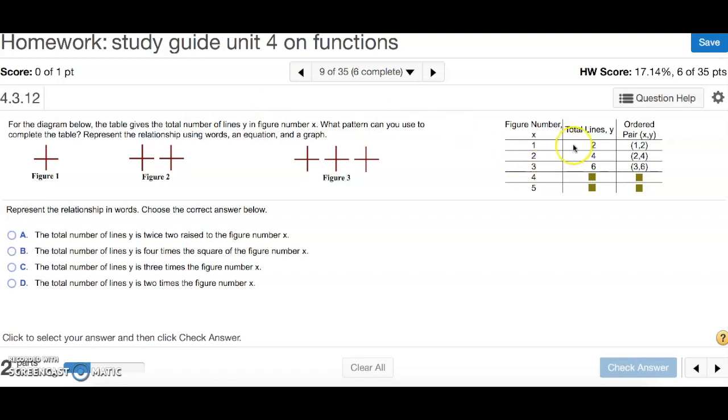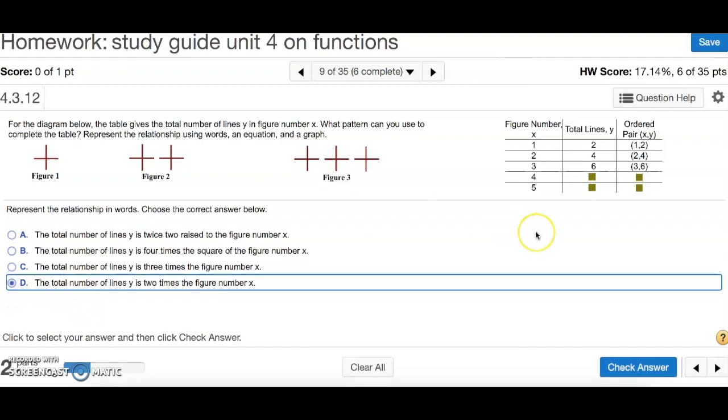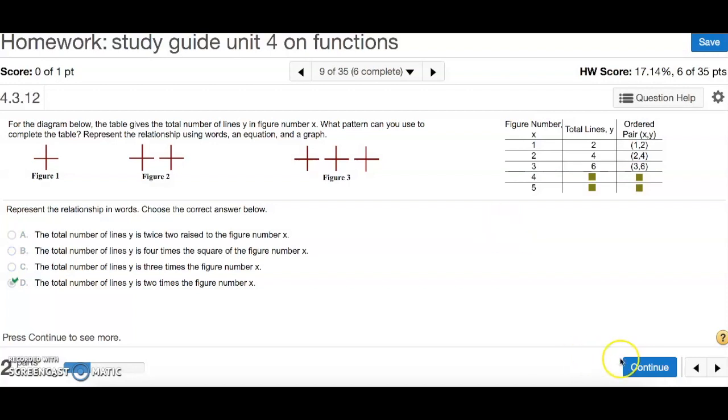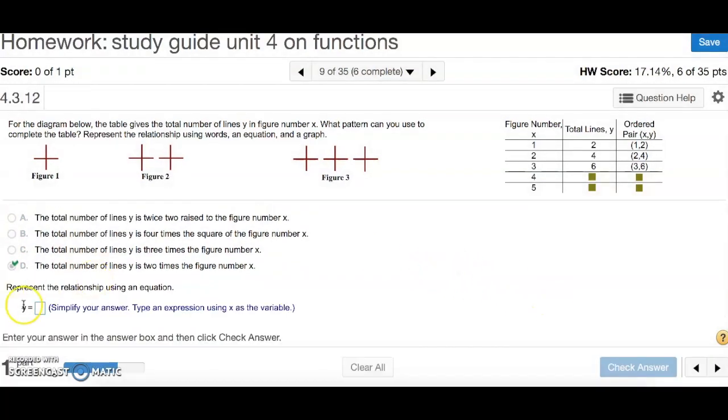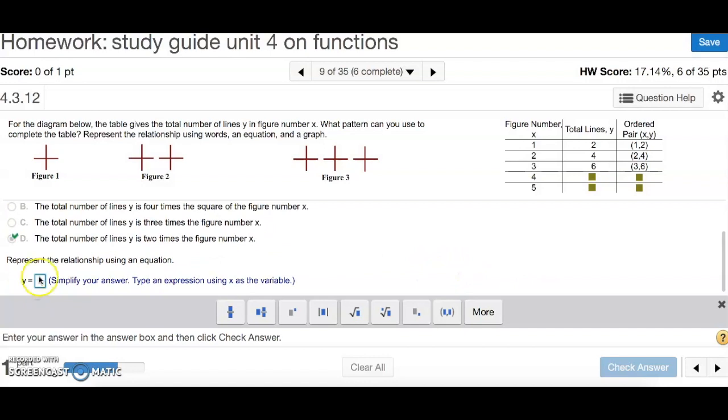Now, looking at our table, the x's are going up by 1, the y's are going up by 2 each time. So if you were to do something to each of these to get this one, you would multiply each of these by 2. 1 times 2 is 2, 2 times 2 is 4, 3 times 2 is 6. So that means my choice is going to be 2 times the figure x. So that would just be y equals 2x.